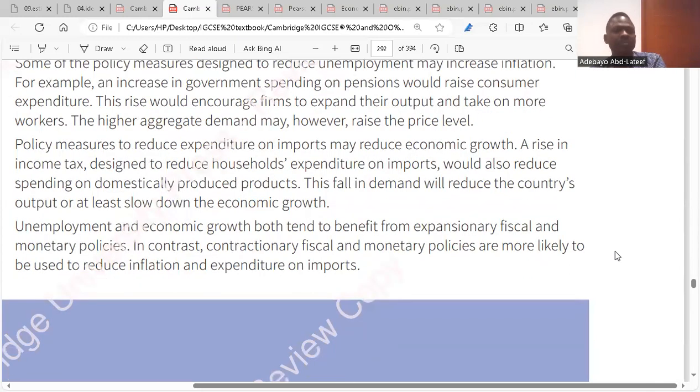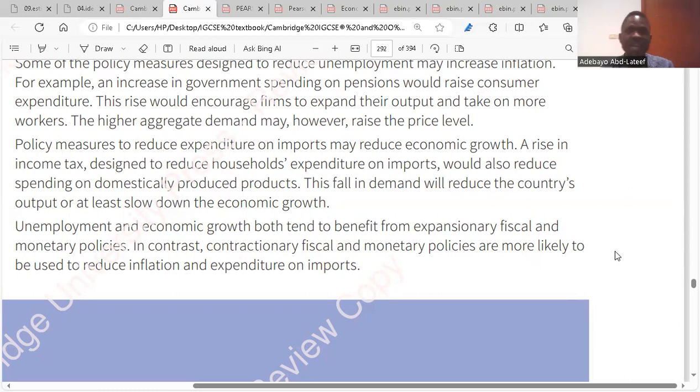Policy measures to reduce expenditure on imports may reduce economic growth. A rise in income tax designed to reduce household expenditures on imports would also reduce spending on domestically produced products. This fall in demand will reduce the country's output or at least slow down economic growth. If government wants to reduce demand for importation, it might increase income tax. But importation would reduce, and it would also affect domestic products because consumers will not be buying domestic products either.